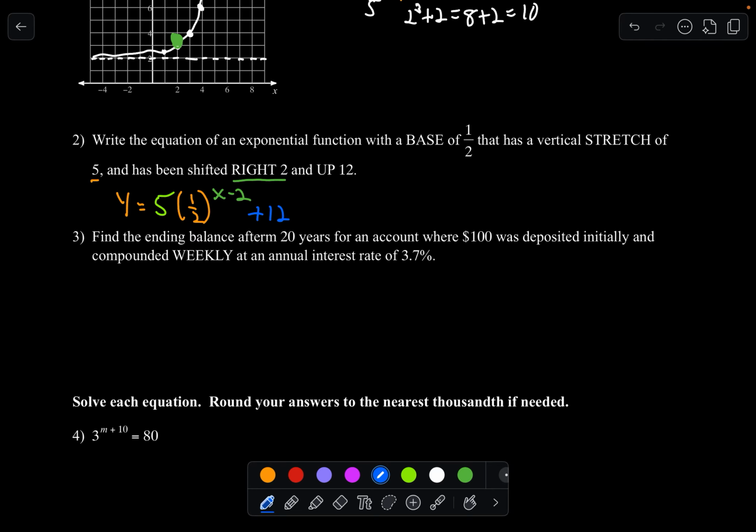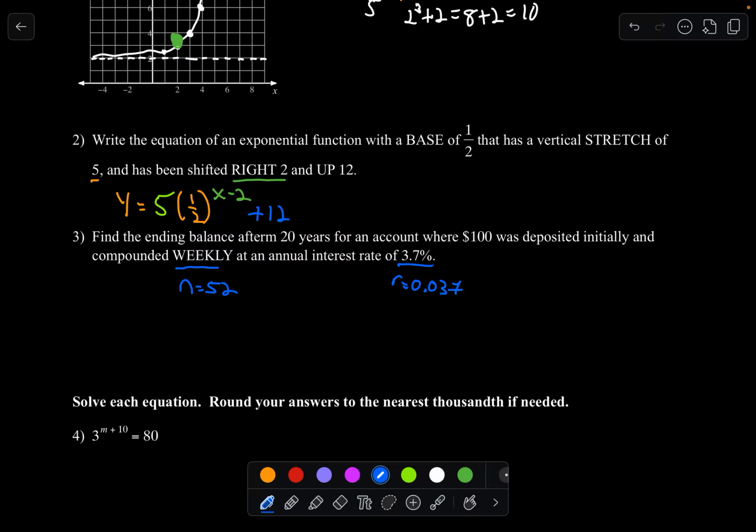deposited initially and compounded weekly. Weekly means the number of compounding is equal to 52. At an annual interest rate of 3.7%, R equals 0.037. Remember, you have to write the percentage rate as a decimal.